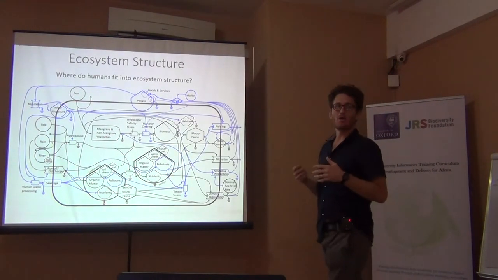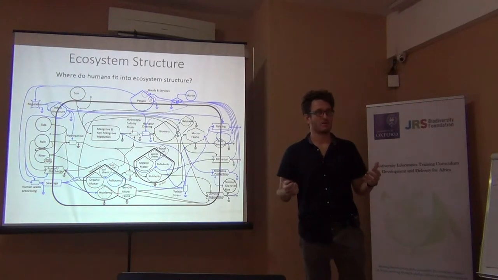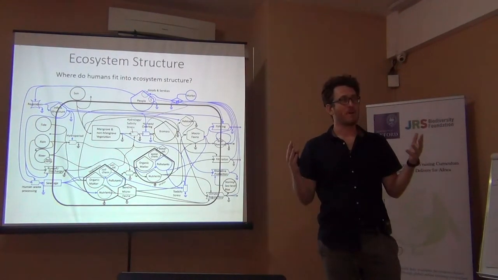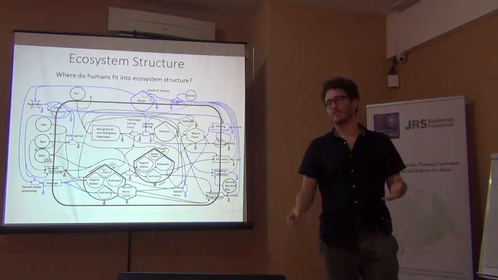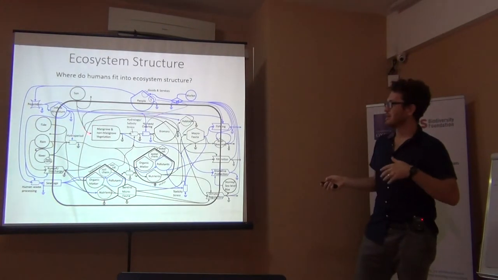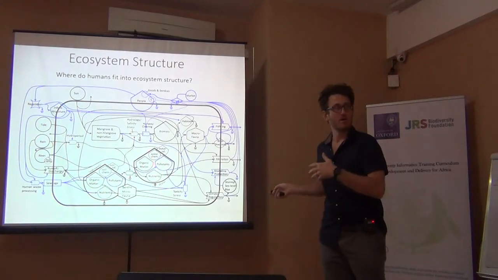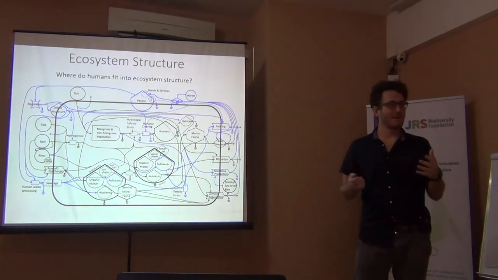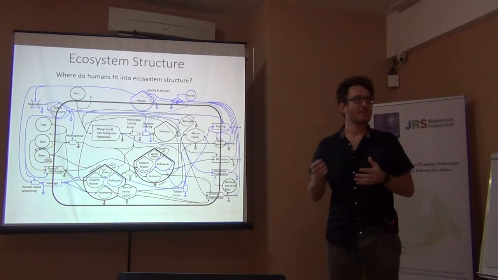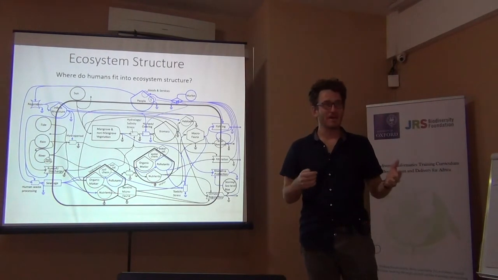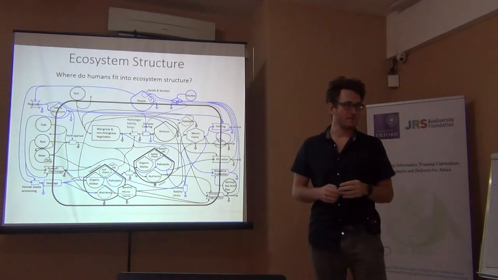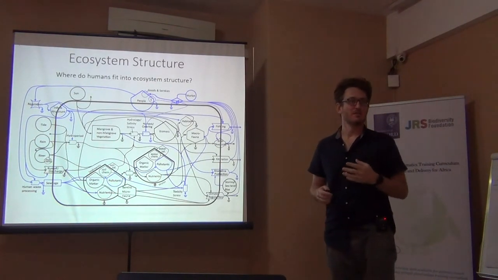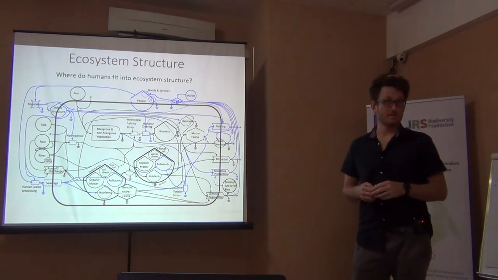So this is the real power of thinking about ecosystem structure in its whole. Right? So we're not just thinking about mangroves. We're thinking about the mangroves in context with the soil and the water and the people, because it's all connected, right? Nothing in an ecosystem is independent from the other components of the ecosystem. So if we change one thing, we're probably going to change something else, if not everything else.